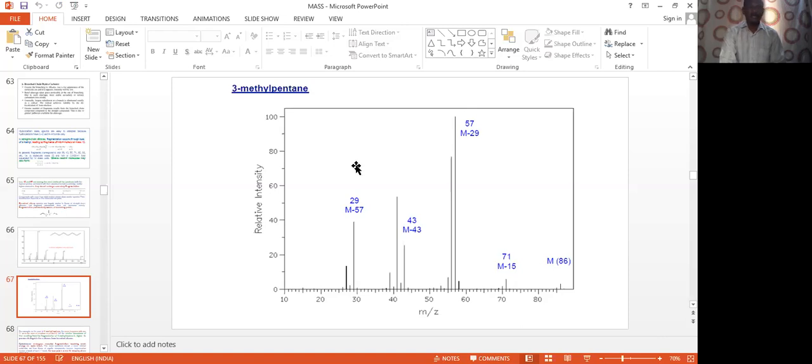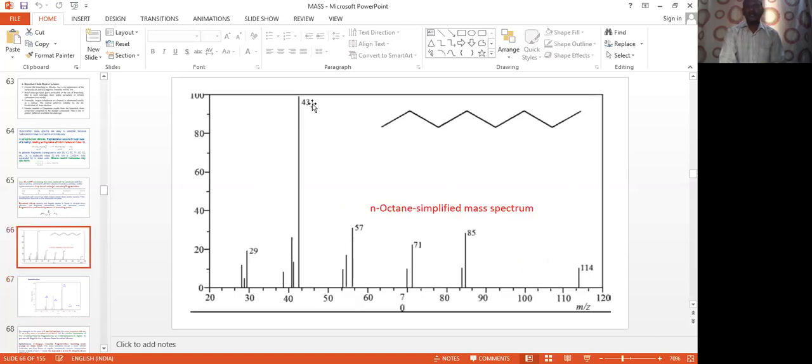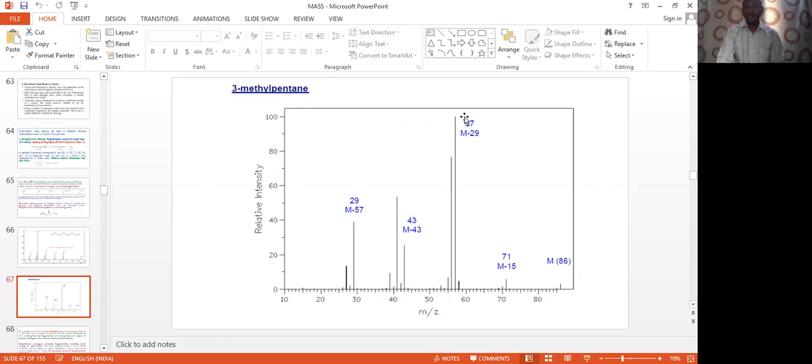Whereas in a straight chain, M by Z value 43 will be the 100% peak. In branched chain alkanes, the values 57 and 71 will be highly intense, and this one will become low in intensity. You can see here that this has become low intense and this has become high intense. By seeing this too, you can say whether it is a straight chain alkane or a branched alkane. In a straight chain alkane, this will be intense, whereas in a branched alkane, M by Z value 57 and M by Z value 71 will be the intense peaks.